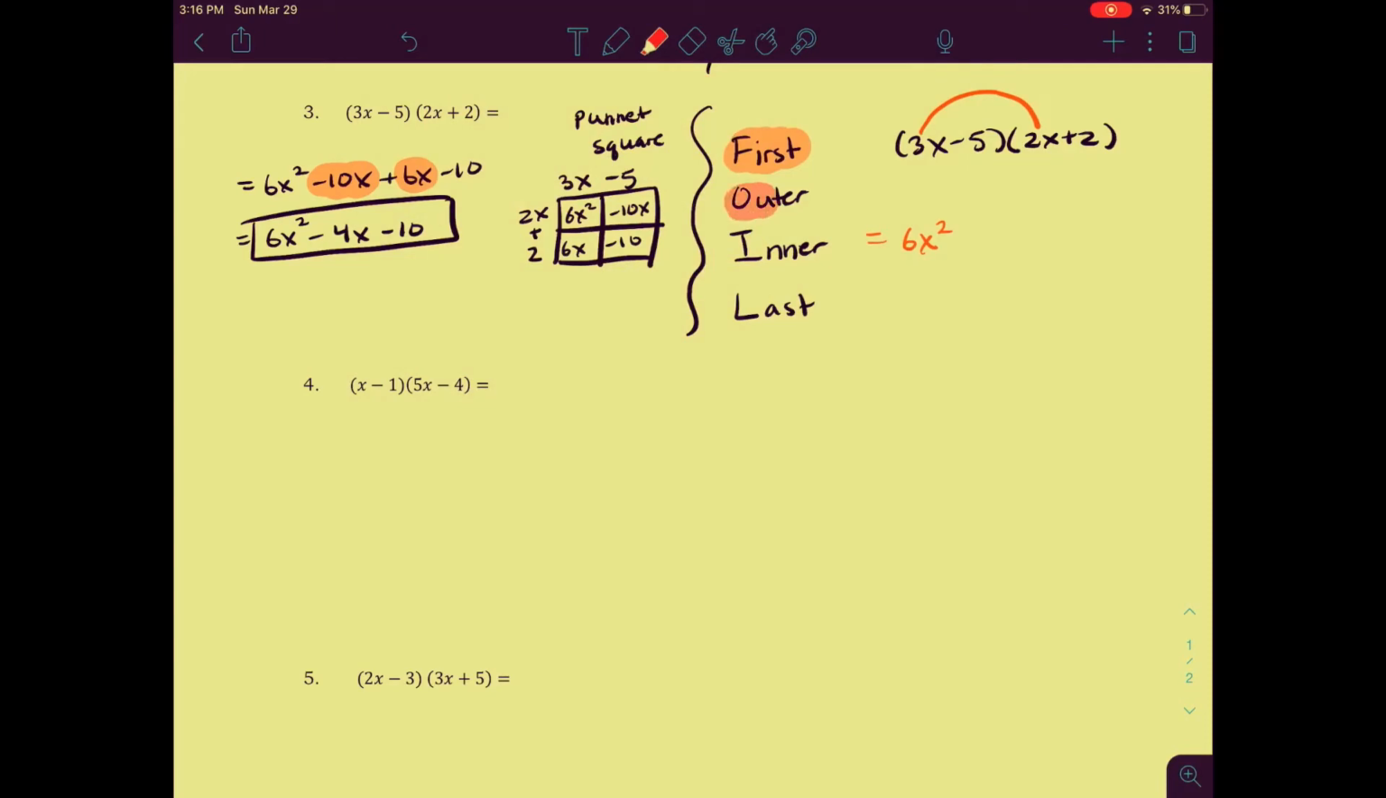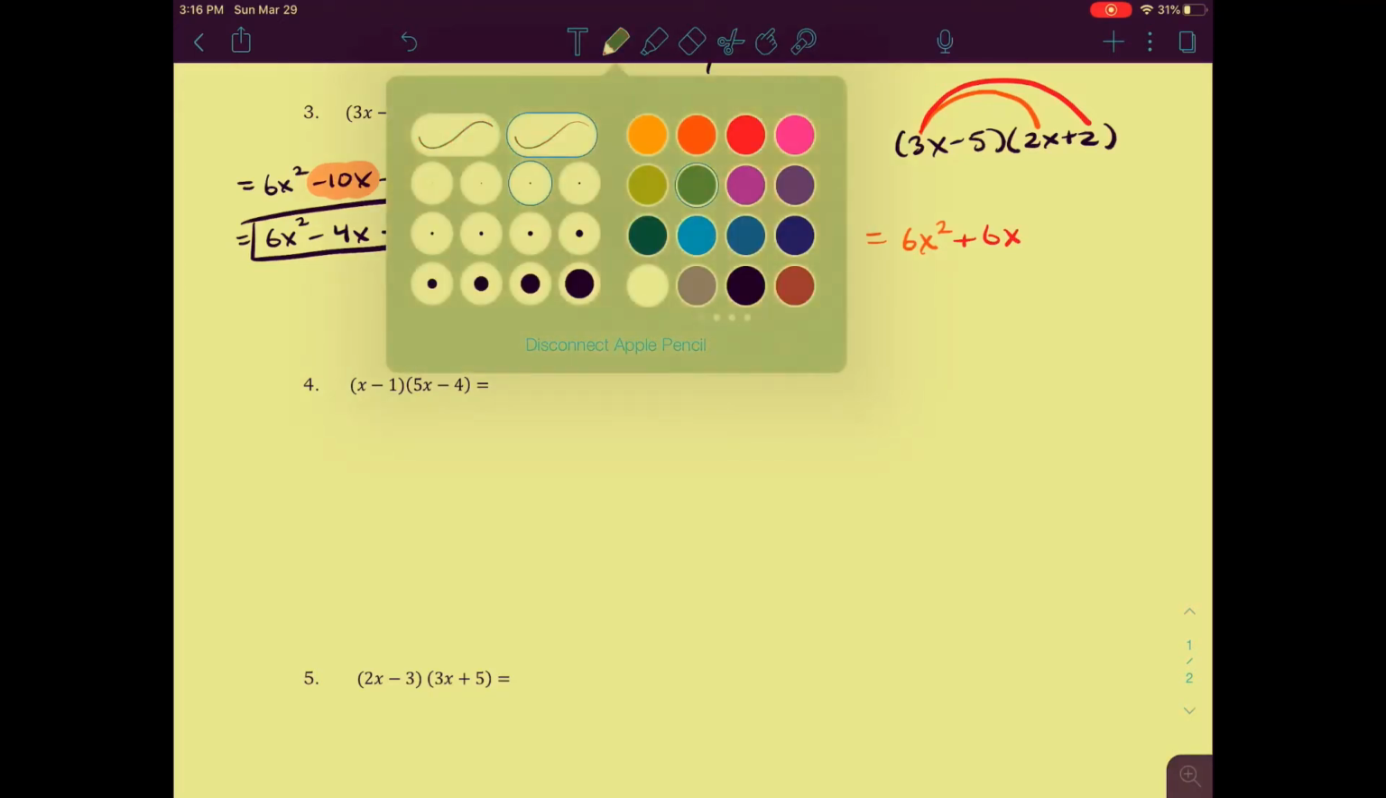Now from here, we're going to move on to the next letter, which is O, which stands for outer. And what that means is we're going to be multiplying the two terms that are on the outermost edge. In this case, it would be 3x times 2, right? Those are the terms on the outside. When you multiply that together, you should get positive 6x.